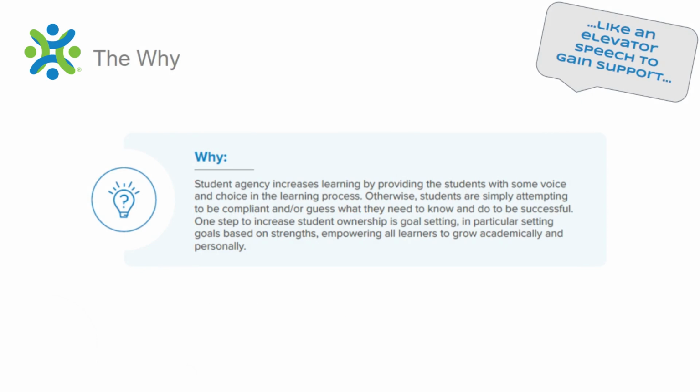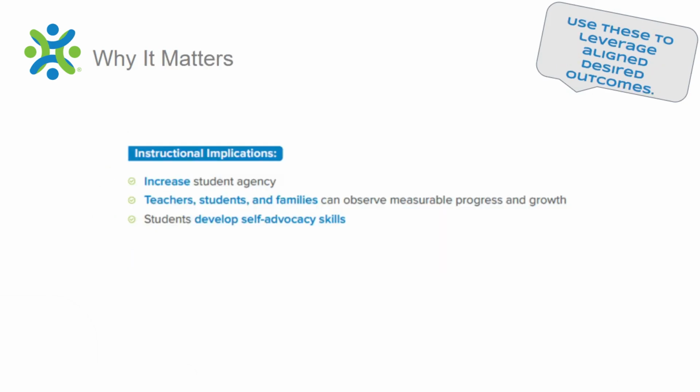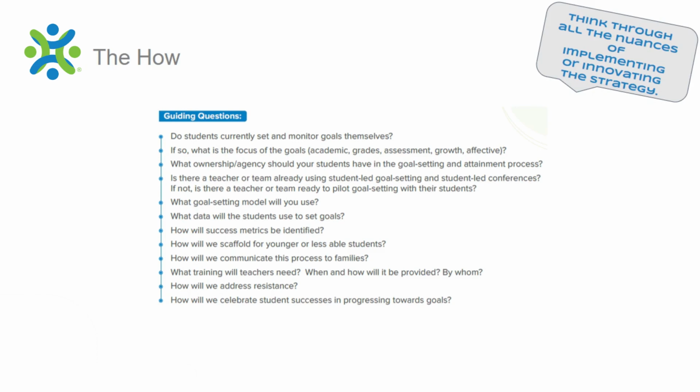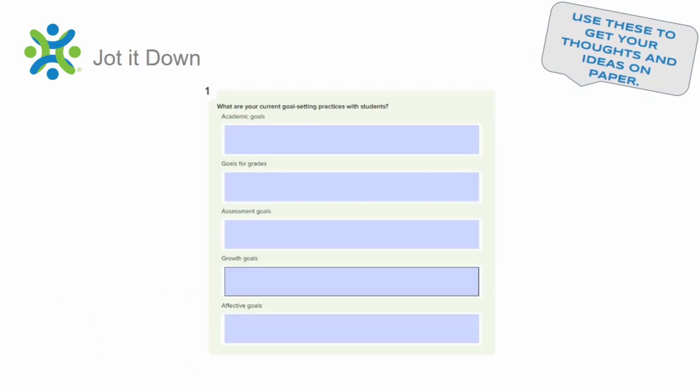Let's start with the why. It's important for students to have agency in their learning so they can move beyond compliance. One step to do that is to include goal setting in their learning. It increases student agency. Teachers, students, and families can observe measurable growth, and students develop self-advocacy skills. So let's dive into the questions.